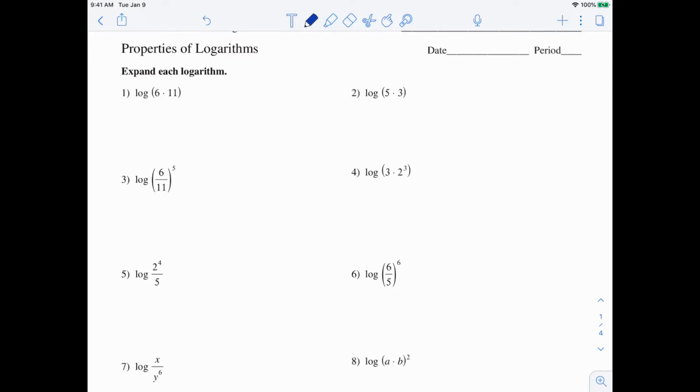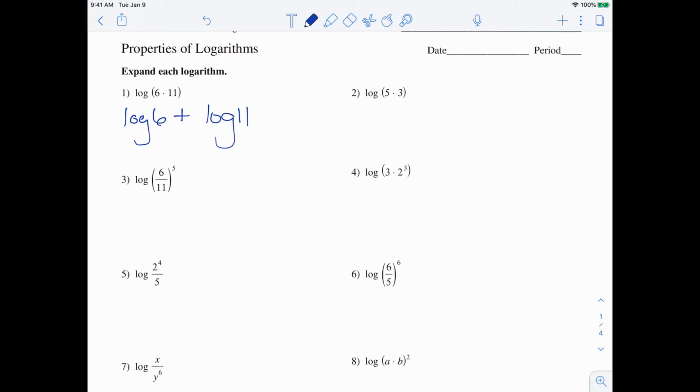Number one says that we have the log of 6 times 11. Well, since we're multiplying 6 and 11, what we're going to do is break up that multiplication using addition. So each piece, the 6 and the 11, will get its own logarithm. So we end up with the log of 6 plus the log of 11. And then that's the final answer.